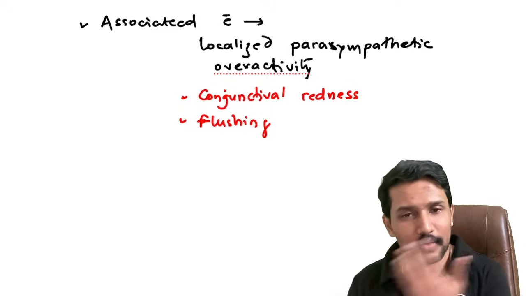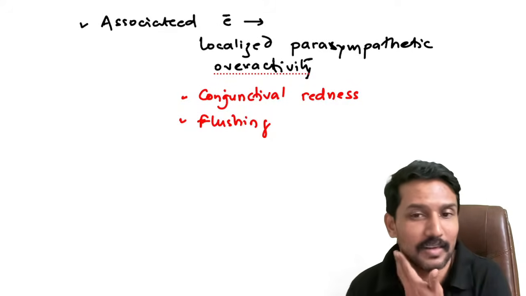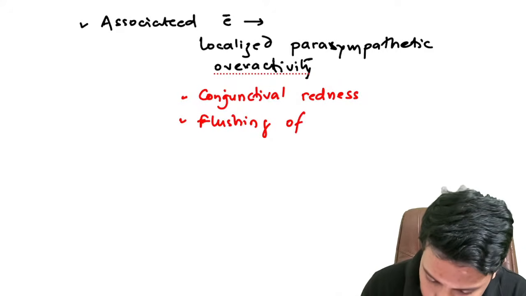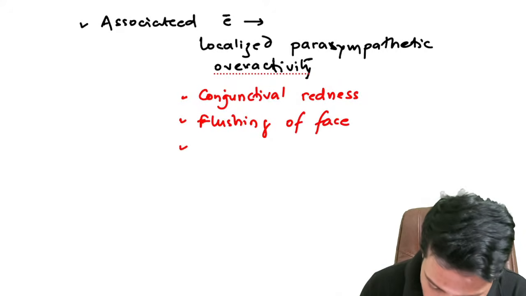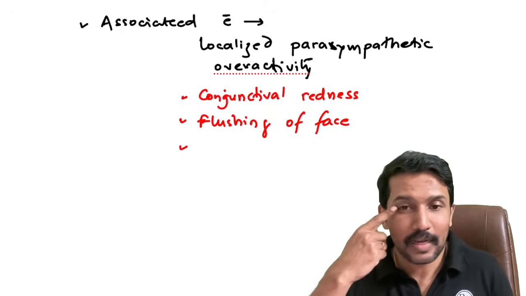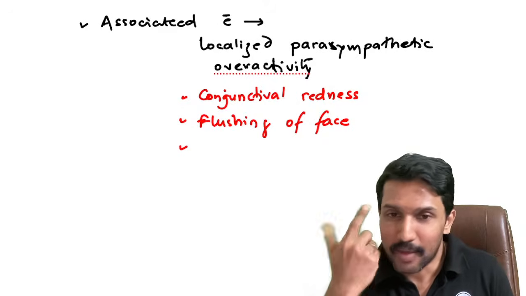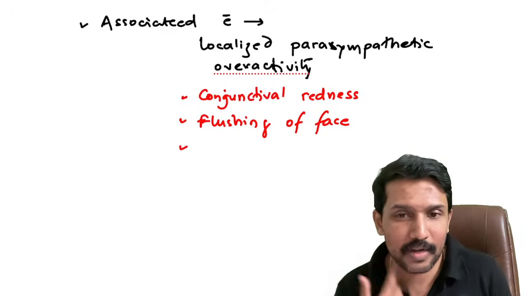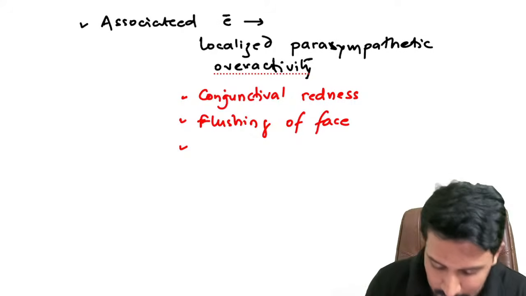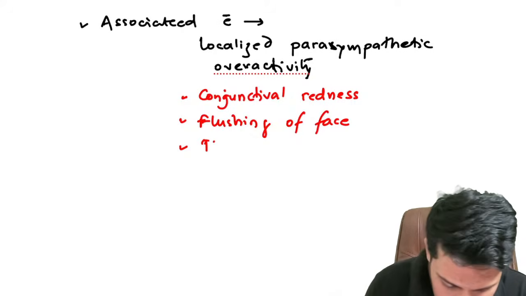It's unilateral. So if I have right-sided headache, I will have right-sided flushing or redness of the face. Okay, then I have lacrimal glands. Parasympathetic overactivity means lacrimal gland activity will increase. I will have tearing or lacrimation.